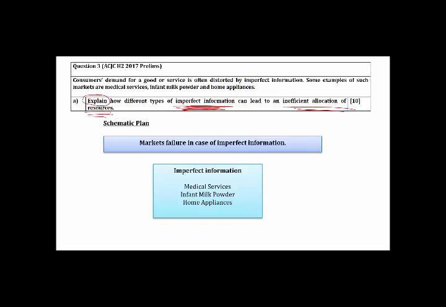When we talk about imperfect information, what exactly is imperfect information? It could be in the case of your merit, demerit good, the overestimation or underestimation of your cost and benefit. So in that context, you have your merit, demerit. So over or underestimation of either your cost or benefit, depending on your context. So that is one extent of your imperfect information.